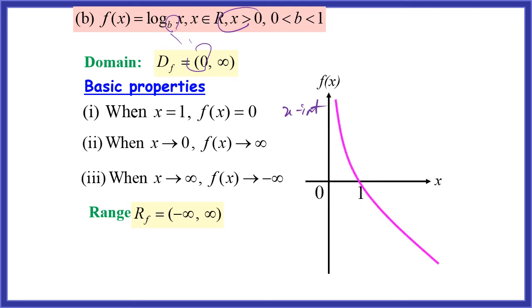So for the graph, we plot these 3 points. The x-intercept is at 1. When x approaches 0, y approaches infinity. When x approaches infinity, y approaches negative infinity. So we have the graph.